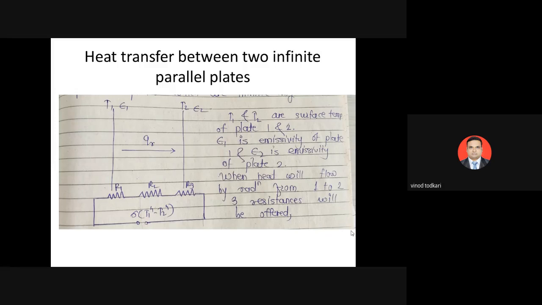You can work out any numerical in the universe where radiation is taking place. You only have to consider two kinds of resistances, and those two formulas are also very small and easy to memorize. Surface resistance is given by 1 minus emissivity upon area into emissivity, and shape resistance is given by 1 divided by area into shape factor or area into view factor. So if I want to find QR, I will use the simple concept current is equal to potential upon resistance. Simply I will write QR is equal to sigma into bracket T1 raised to 4 minus T2 raised to 4 divided by R1 plus R2 plus R3.